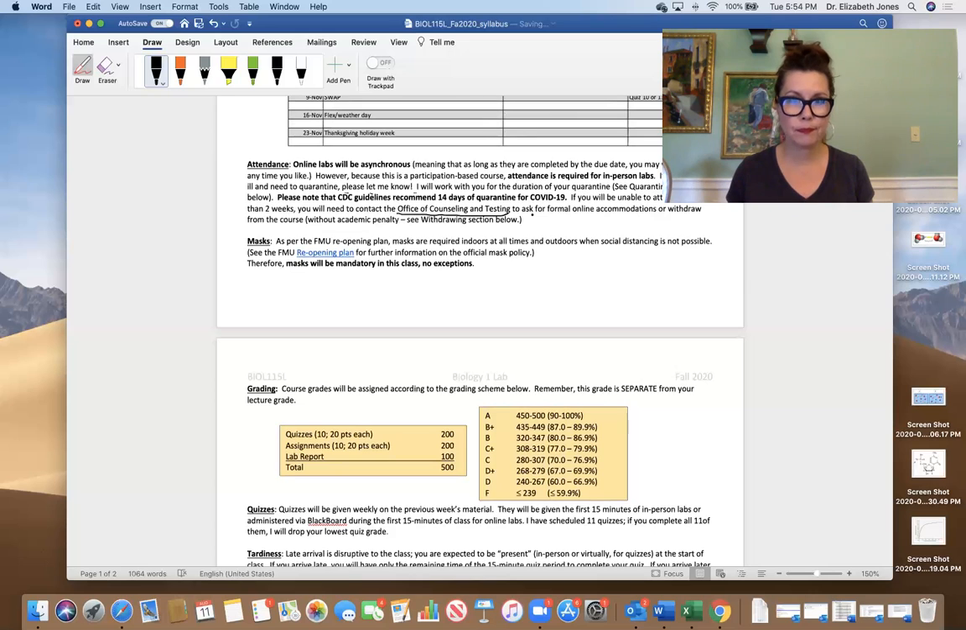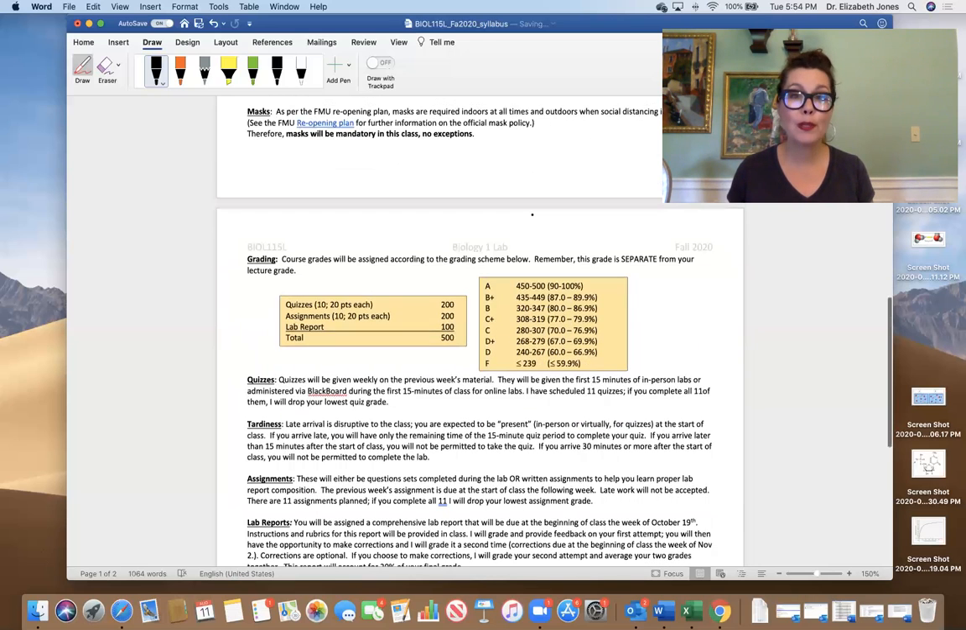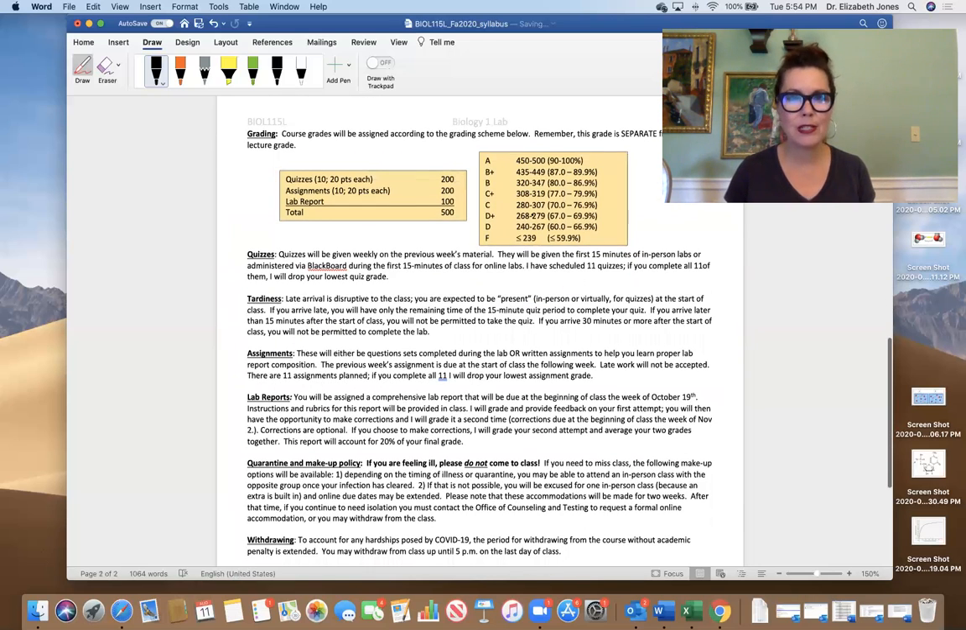Now, what you probably really want to know about the course is how you will be evaluated. So this is a 1 credit hour course, and this grade is separate from your lecture grade. In a lot of your other classes, as you move forward in biology, you'll find that your lab and lecture grade are mingled together, but that is not the case for this course. This is a standalone 1 hour credit.